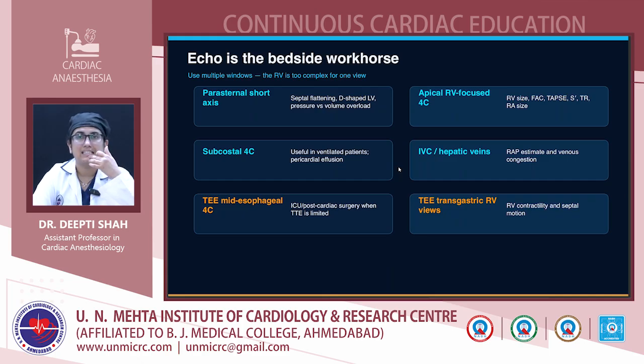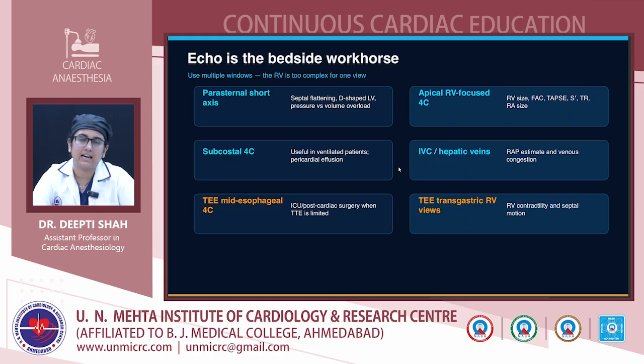We can also see it in the apical RV 4-chamber view, where we can see the actual dysfunction of the RV, quantitative measurement of the RV size, the fractional area change, the TAPSE, that is tricuspid annular plane systolic excursion, the S prime, TR and the RA size. We can also visualize in the subcostal 4-chamber view in post-operative patients. That is very helpful in diagnosing pericardial effusion.